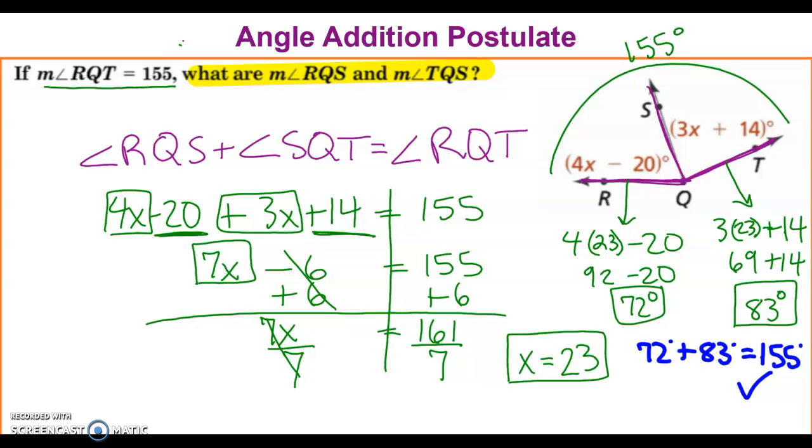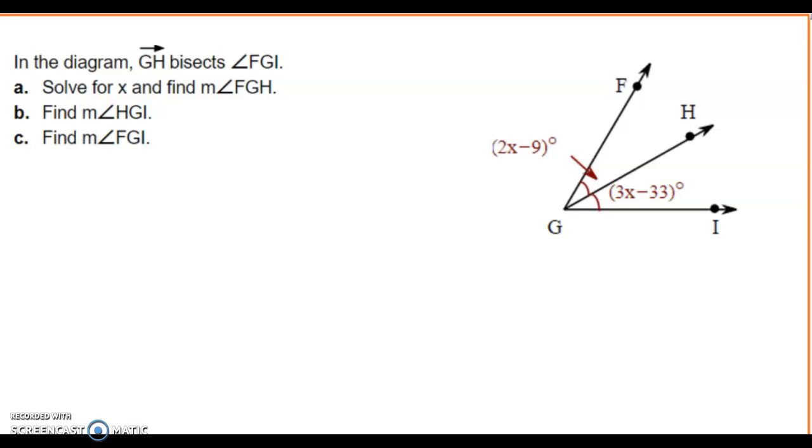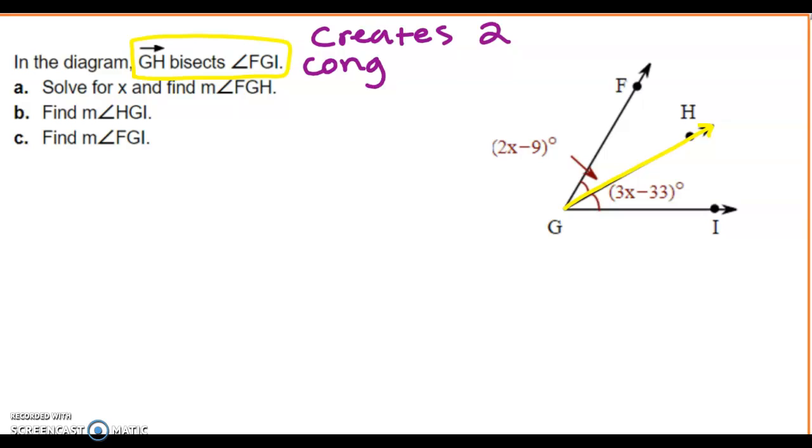Now let's look at another way to use the angle addition postulate. What happens if that ray in the middle is a bisector? So let's talk about that. An angle bisector is a ray, a line, or a line segment that cuts it directly in half. So right here, ray GH is a bisector. It bisects that large angle FGI in half. In half means that those two angles are congruent. So it creates two congruent angles.